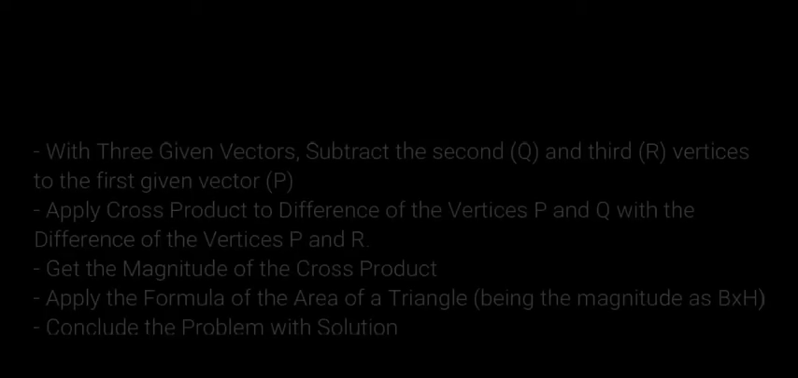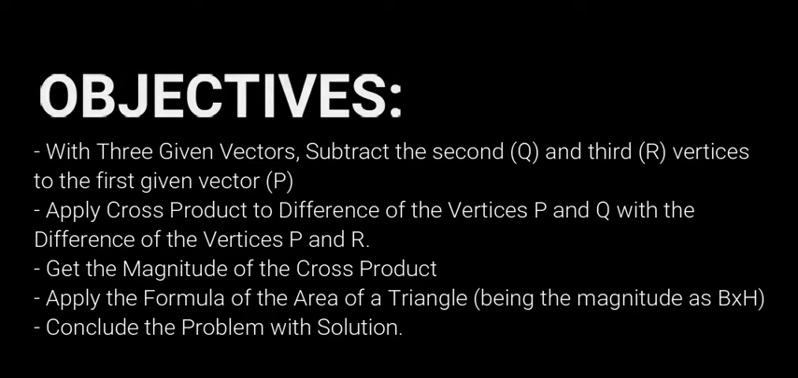The objective in problems with three given vertices is that we need to subtract the second and the third vertices from the first given vertex. Apply the cross product to the difference of the vertices P and Q with the difference of the vertices P and R. Then get the magnitude of the cross product, apply the formula for the area of the triangle, and then conclude the problem with the solution.